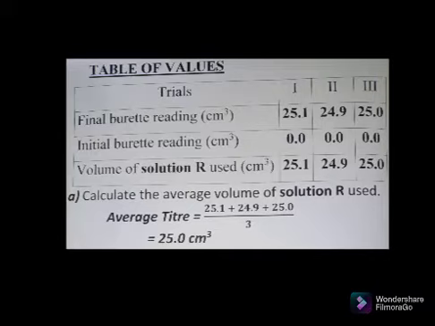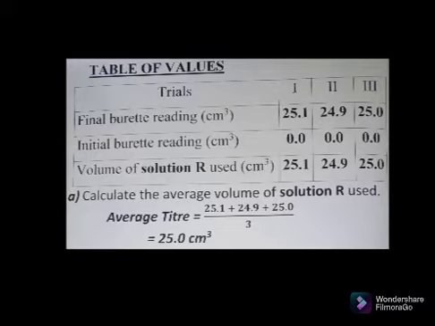With any ordinary titration, the first question will be to calculate the average volume. My first trial had 25.1, the second trial 24.9, and the third trial had 25.0. Remember, the three titers are within the range of 0.2, so I can do the average for all of them. I add the 3 and divide by 3, and that will give me an average volume of 25.0 cubic centimeter. That is question part A.